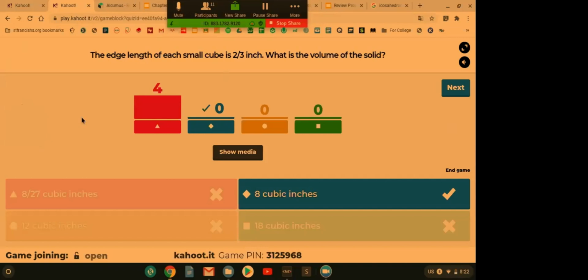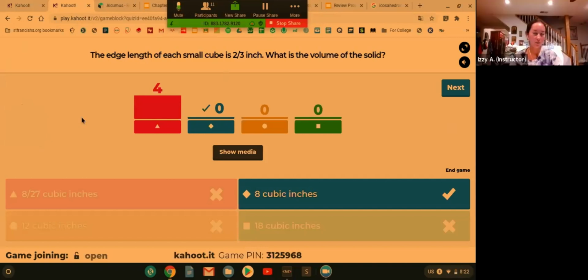I think I know what we got wrong. You would have multiplied 2/3 three times. So it would have been 2/3 times 2/3 times 2/3, and that would have been 8/27.